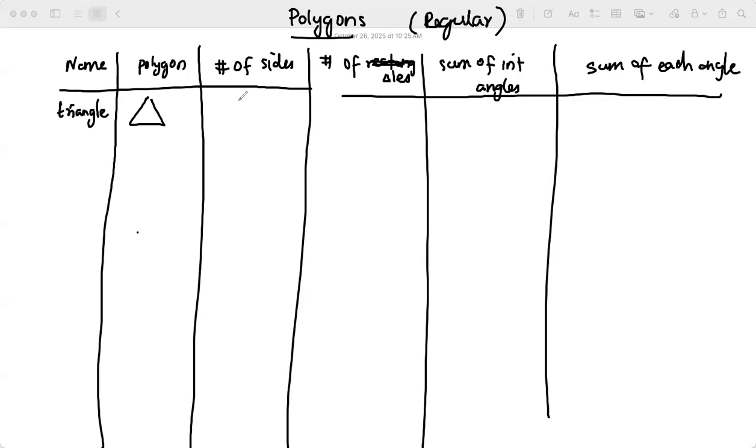Triangle is a polygon, right? How many sides does it have? I will fill in the first two, then you can fill in the others. 3. Number of triangles is 1. Sum of the interior angles is what? 180. Regular means all sides are equal, so each angle will be 180 divided by 3. Makes sense? 180 divided by 3. Makes sense, guys? Now let's go ahead with the quadrilateral.